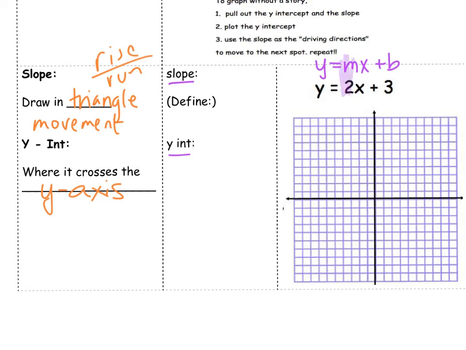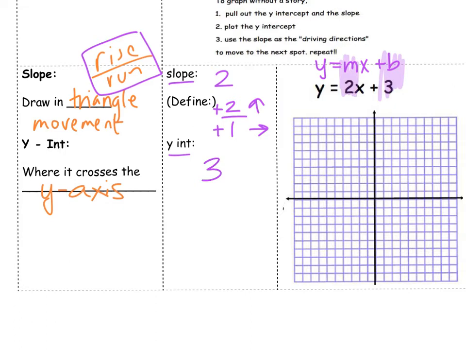My slope is that m, so my slope is 2. When we say define, we're going to define how we would do our rise over run. So it has to be a fraction. 2 as a fraction is 2 over 1. Because it is a positive 2, that's up, and a positive 1, right. So we'll move 2 up, 1 to the right. And then I also need to identify my y-intercept, or the b value. That value is a positive 3. So that's going to be where it crosses my y-axis.